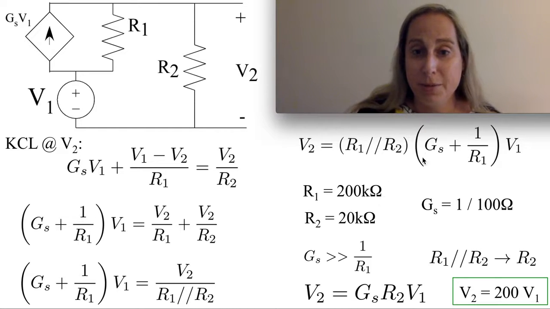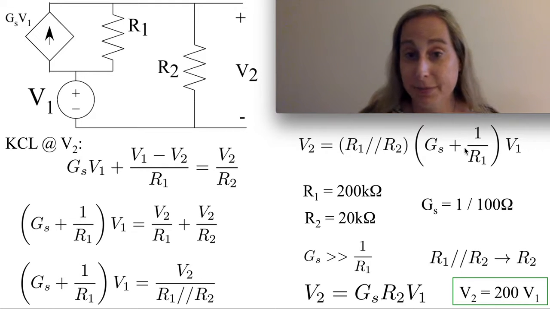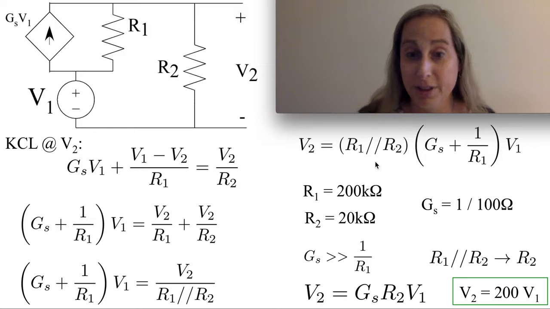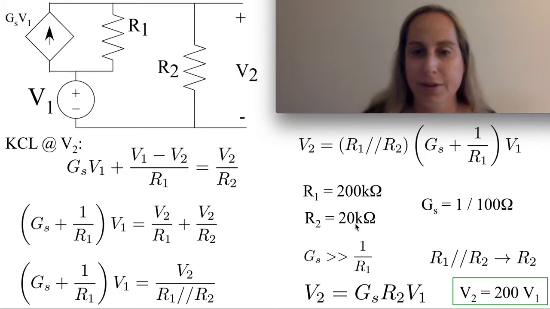The GS is going to be much, much larger than this term, so it would be fair to just neglect this term. And in most cases, that would probably be fine. The other thing is I have R1 and R2, and notice that in a parallel operation, when one is much, much bigger than the other, it's the smallest one that is basically what comes out of this. So I've got R1 parallel R2, that basically means I just get the R2 value there.